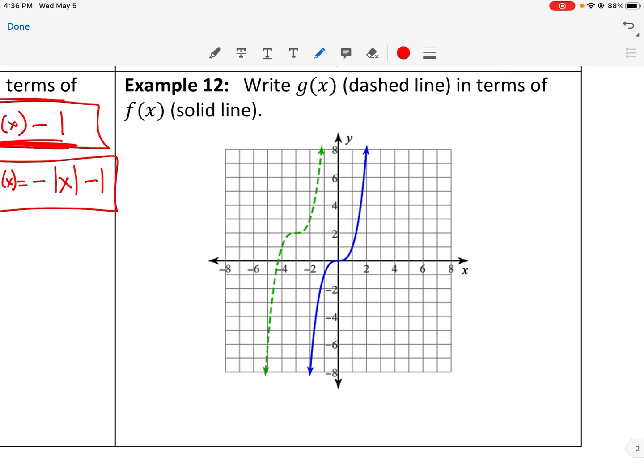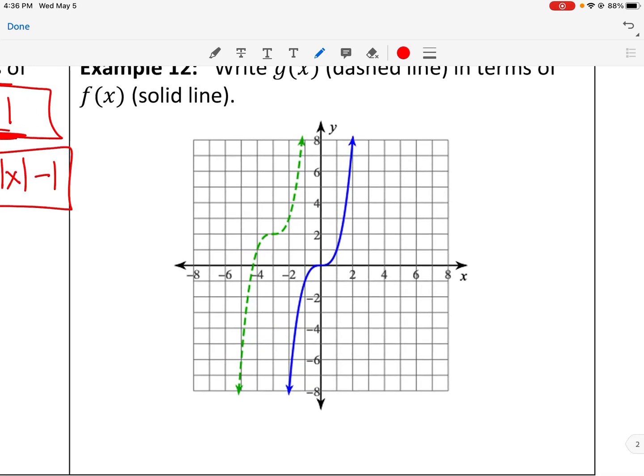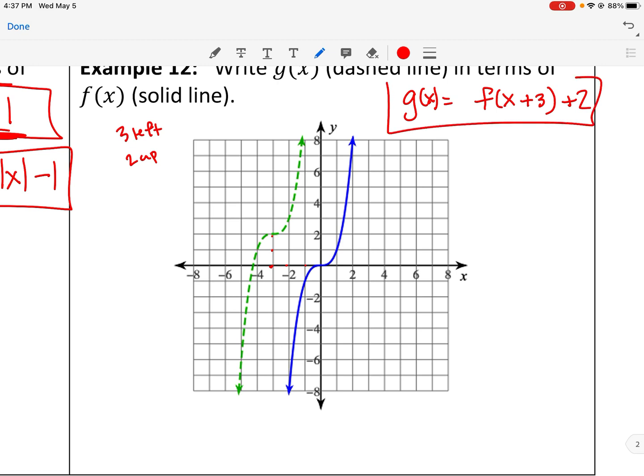But there we go. Let's practice with that one more time. So solid line is my original, and the dashed line is the new. So g of x, what did I do to the original in order to get it to where it is right now? It doesn't look like it was reflected or anything. It's the same orientation, but it moved 1, 2, 3 to the left. So I need 3 left and 1, 2 up. So f of 3 to the left means from my table I get x plus 3 on the inside, and then 2 up is just plus 2 on the outside.